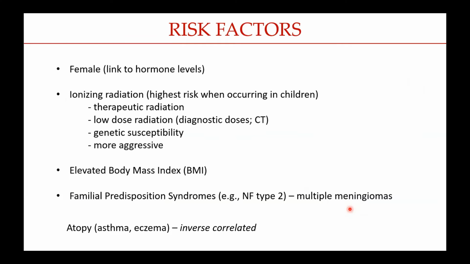So in terms of risk factors for these tumors, being female is the highest risk factor, but so is ionizing radiation, generally experienced during childhood. Elevated body mass index, high BMI, is associated with increased risk of meningiomas, and then familial predisposition syndromes, NF2 being the classic one, and I'll speak about several of them in subsequent slides.